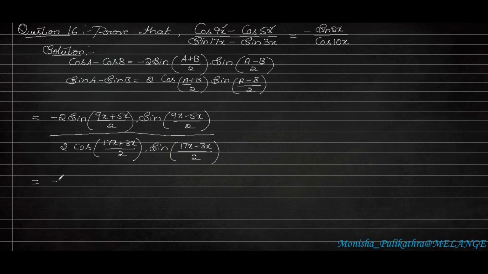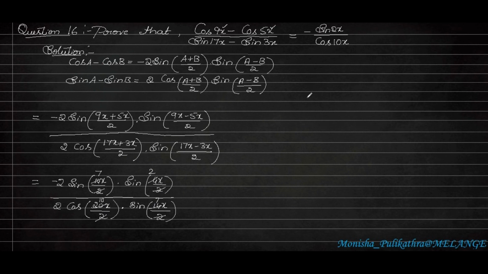So here the numerator will become minus 2 sin (9x plus 5x is 14x) divided by 2 into sin (9x minus 5x is 4x) divided by 2. In the same way, the denominator will become 2 cos 20x, 17 plus 3 is 20, 20x divided by 2, and sin 17 minus 3 is 14x divided by 2. So here the 2 ones cancel, 2 sevens cancel, the 2 twos, the 2 tens and the 2 sevens.